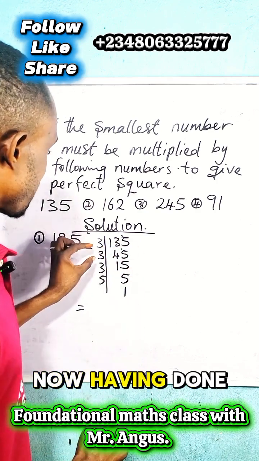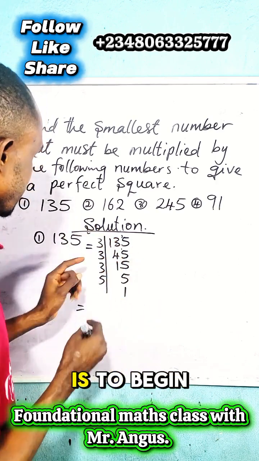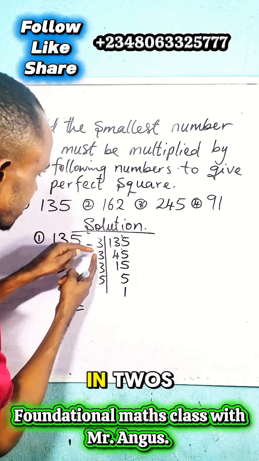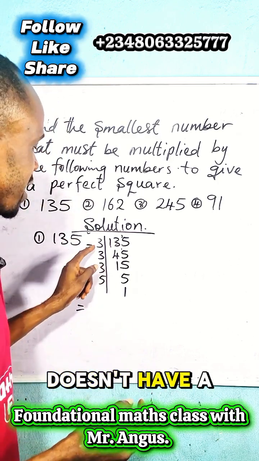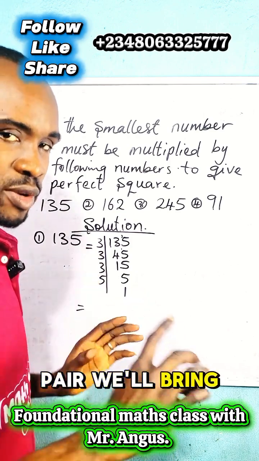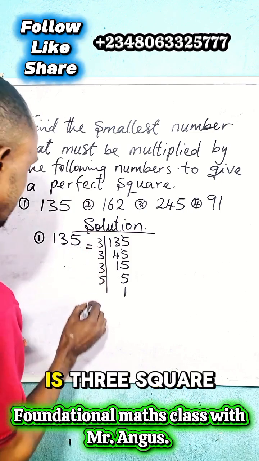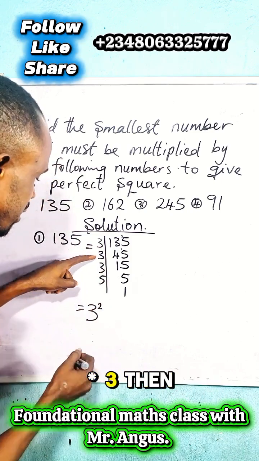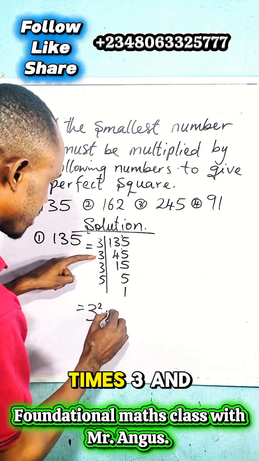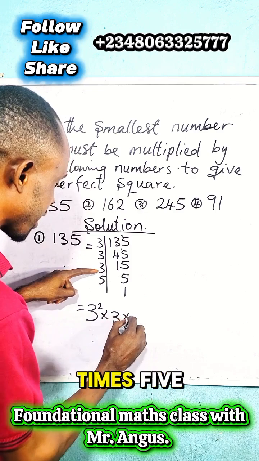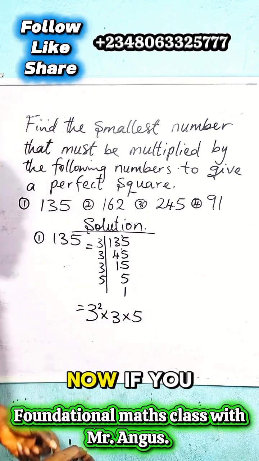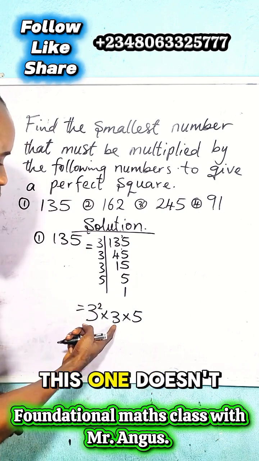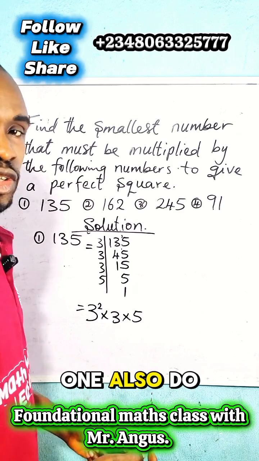Now, having done this, what we need to do here is to begin to group this in twos. So anyone that doesn't have a pair will bring it out. So this one is 3 squared. That is 3 times 3. Then times 3 and times 5. Now if you look at this, this one has a pair. That is why it is squared. This one doesn't have, and this one also does not have.